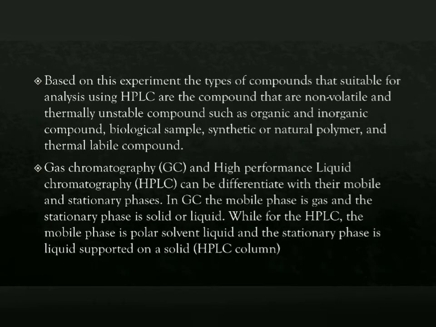In HPLC, the compounds that are suitable for analysis are non-volatile and thermally unstable compounds, such as organic and inorganic compounds, biological samples, synthetic or natural polymers, and thermally labile compounds. In addition, gas chromatography (GC) and high-performance liquid chromatography (HPLC) can be differentiated by their mobile and stationary phases. In GC, the mobile phase is gas and the stationary phase is usually solid or liquid, while for HPLC, the mobile phase is a polar solvent liquid and the stationary phase is liquid supported on a solid, or the HPLC column.